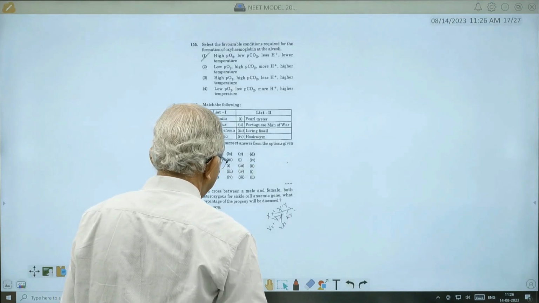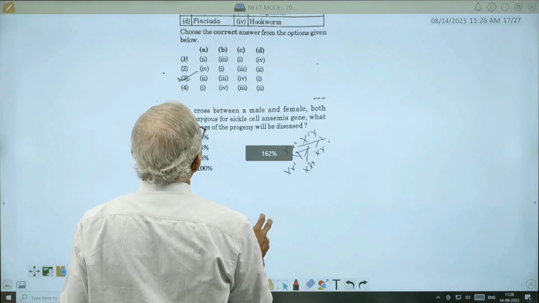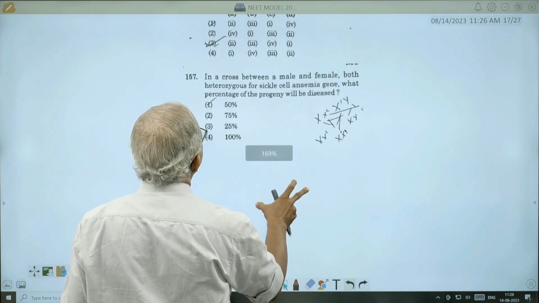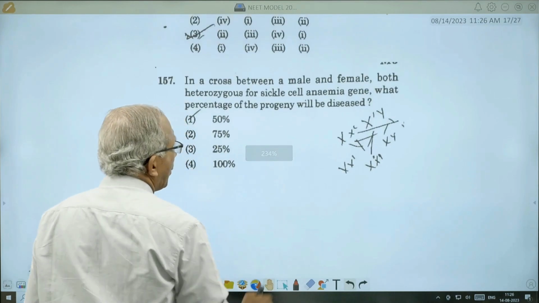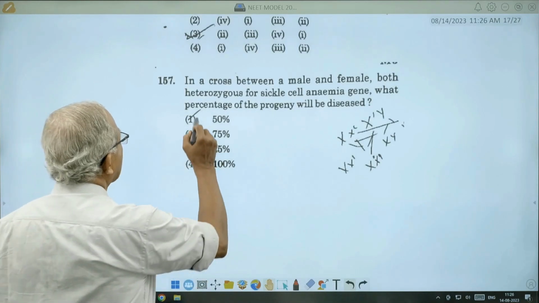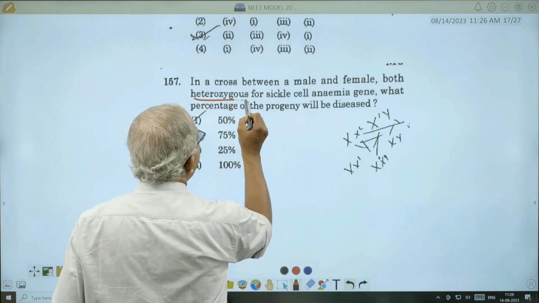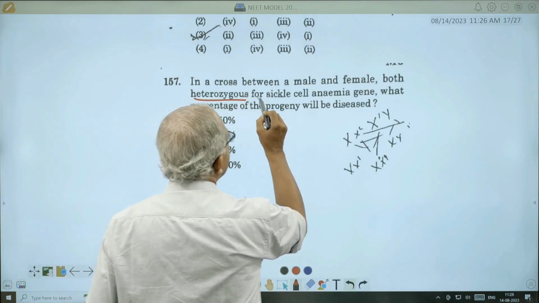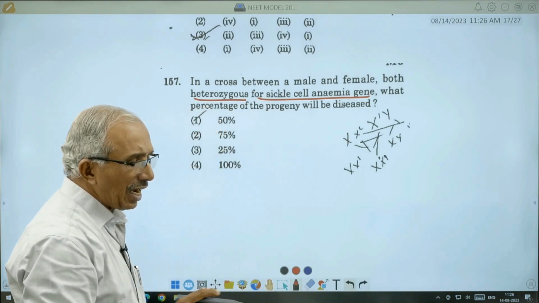Next botany question is: in a cross between male and female heterozygous for sickle cell anemia.